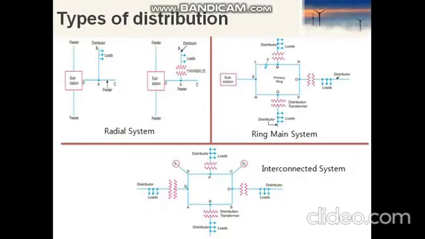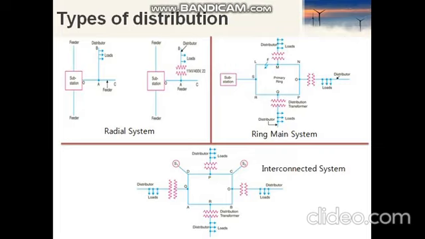As we say, the radial, ring main and interconnected systems will be there, where in the radial there will be only one substation located in the feeder. From the feeder there will be distributors and load. So if a fault occurs in any substation, whatever load is connected on the feeder is going to turn off. So to avoid such a thing, we are moving to the ring main system.